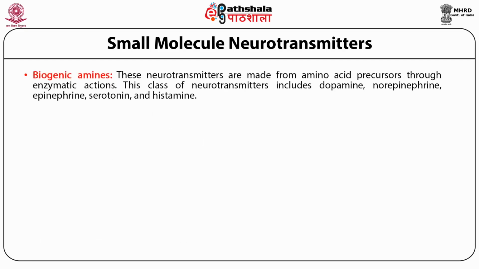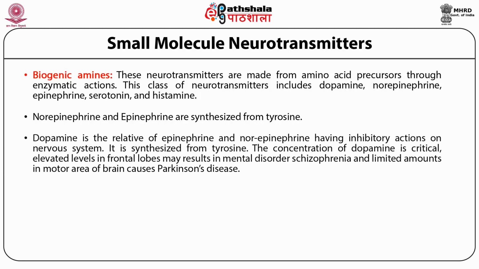The next class is the biogenic amines. These neurotransmitters are made from amino acid precursors through enzymatic action. This class of neurotransmitters includes dopamine, norepinephrine, epinephrine, serotonin, and histamine. Norepinephrine and epinephrine are generally synthesized from tyrosine. Dopamine is a relative of epinephrine and norepinephrine, having inhibitory action on the nervous system. It is also synthesized from tyrosine.